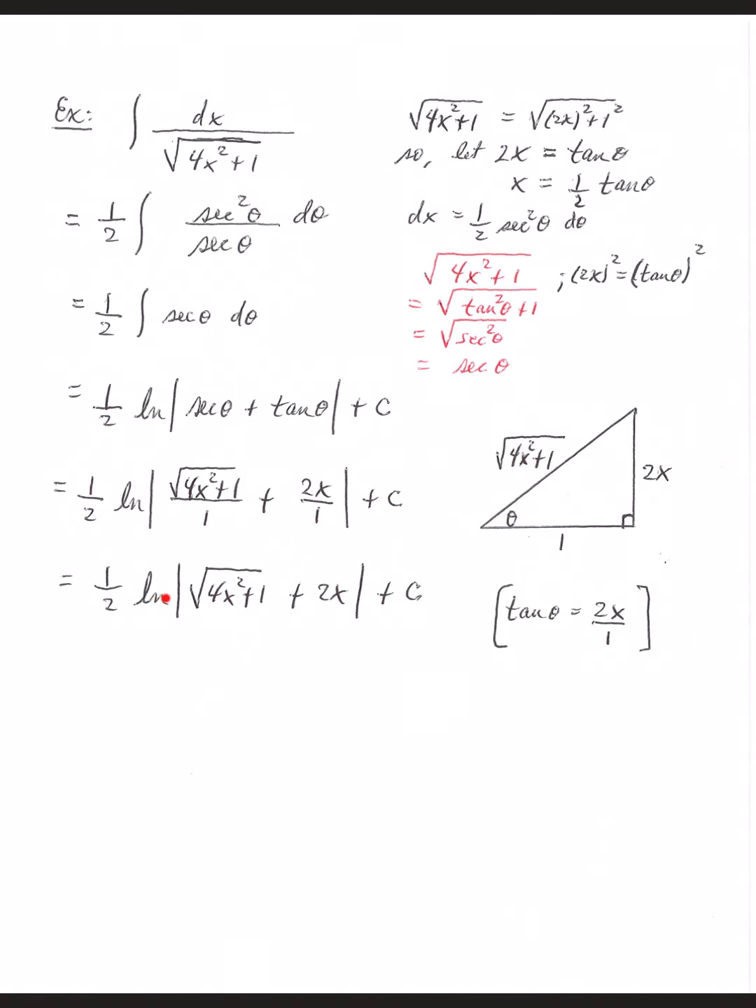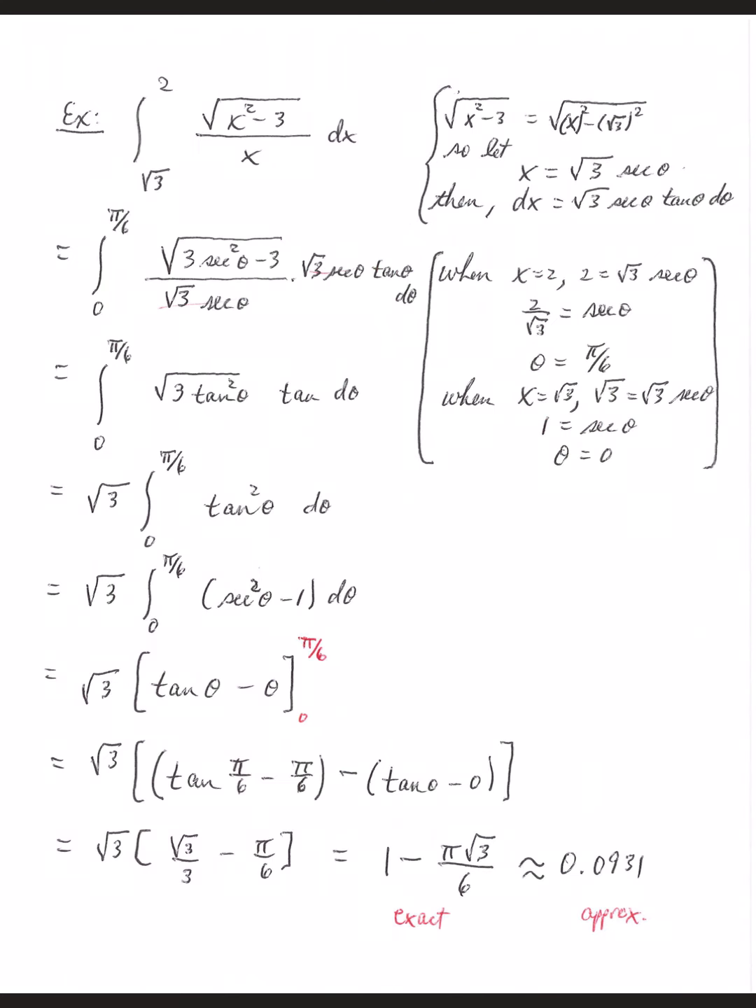So we have 1/2 times a natural log. And because this term can be negative, we do absolute value. And we've replaced the thetas back with x. And also don't forget your constant of integration.